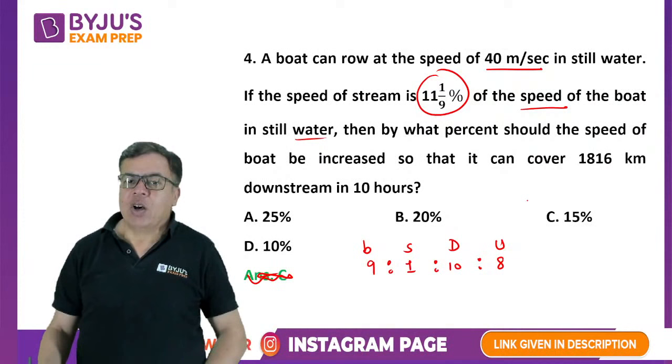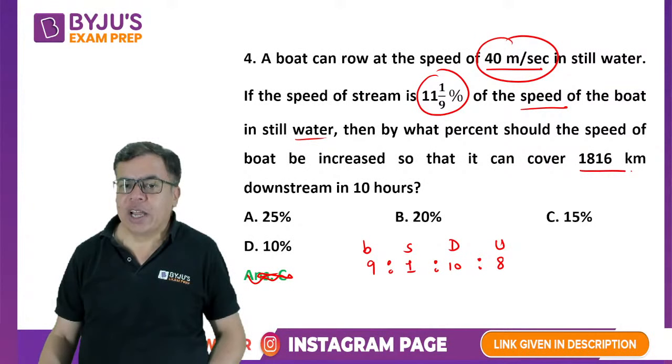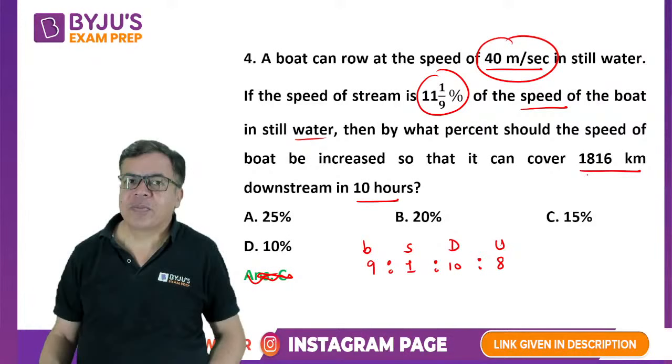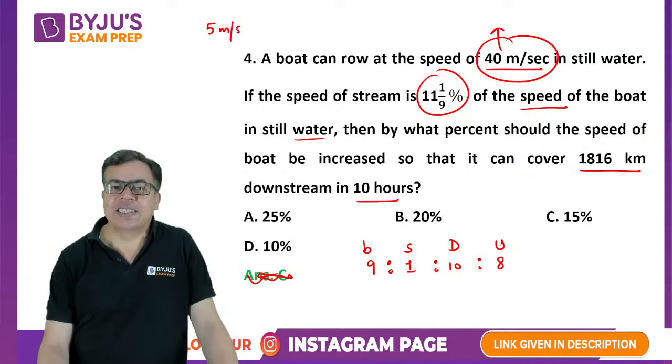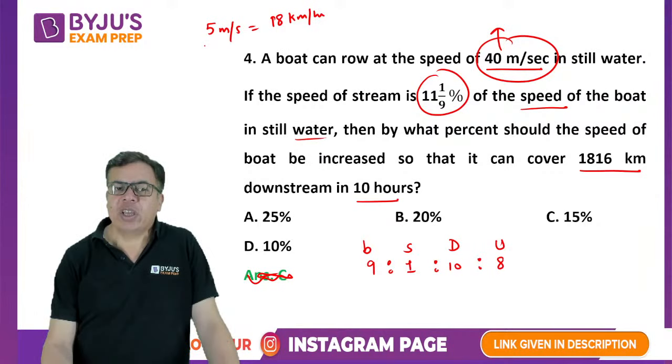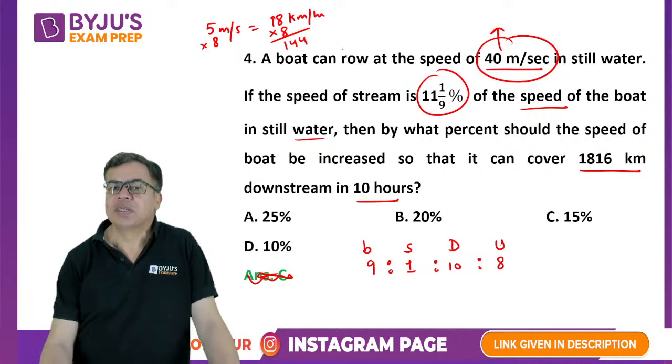Now it is 40 meter per second, whereas this is talking about kilometers and hours, right? So here it is kilometer per hour. So convert this also into kilometer per hour. I know 5 meter per second equals 18 kilometer per hour. So if 5 into 8 is 40, 18 into 8 will be 144. So that means this will be 144 kilometer per hour.